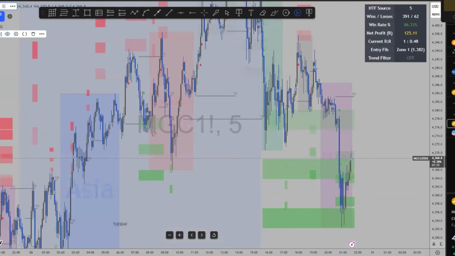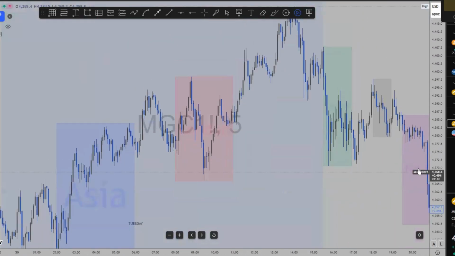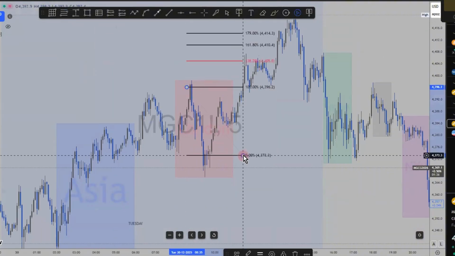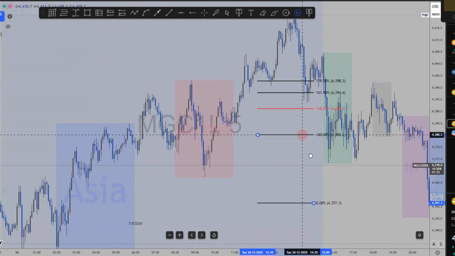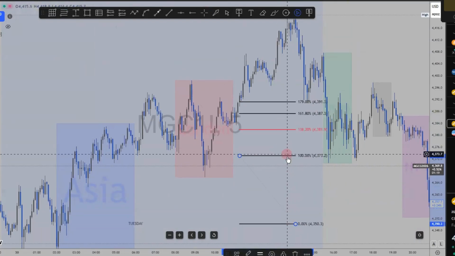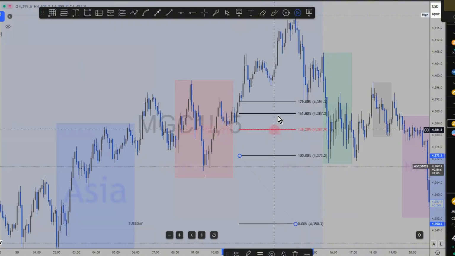So now let me remove the indicator and show you the logic behind these entries and how you can use it with your Fibonacci. First, let me show you the Fibonacci that I'm using for this. We have to remove everything between the 0 and the 100, and add the following settings: 0, 1, 1.382, 1.79, and 1.68. You're going to use those levels as your entry zone basically.